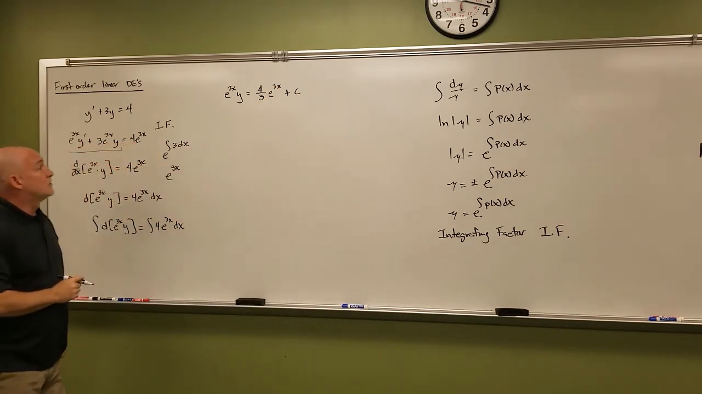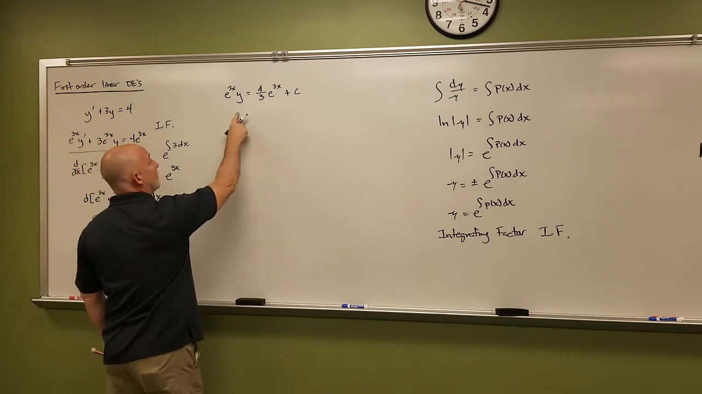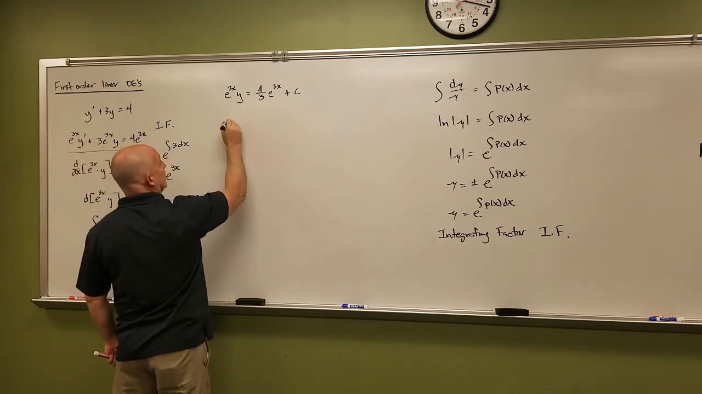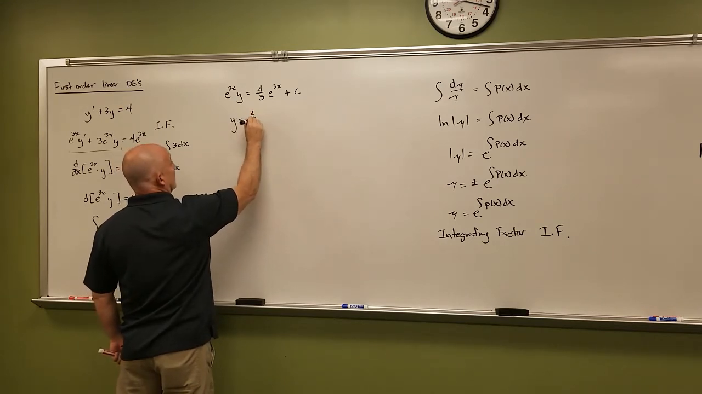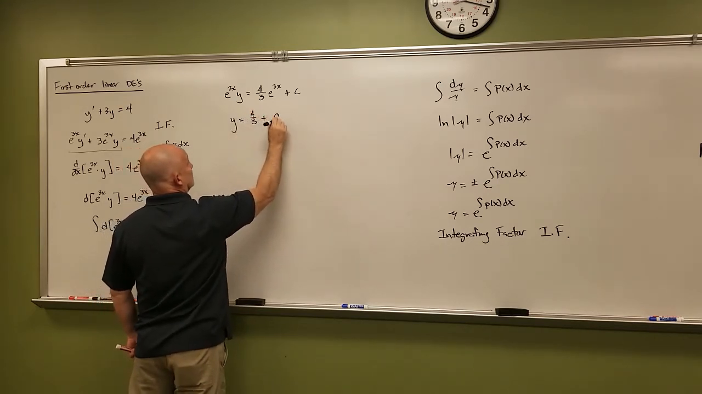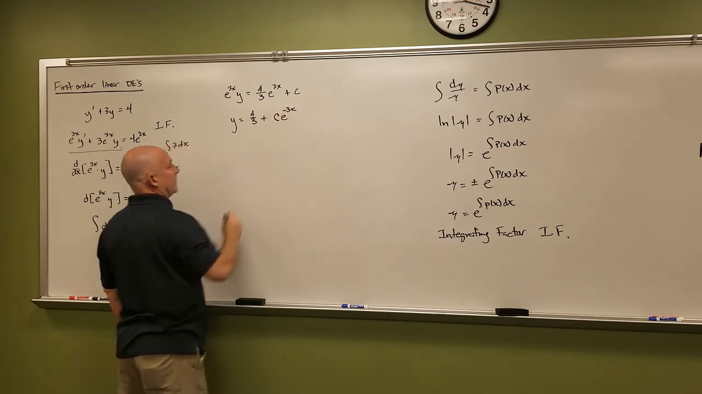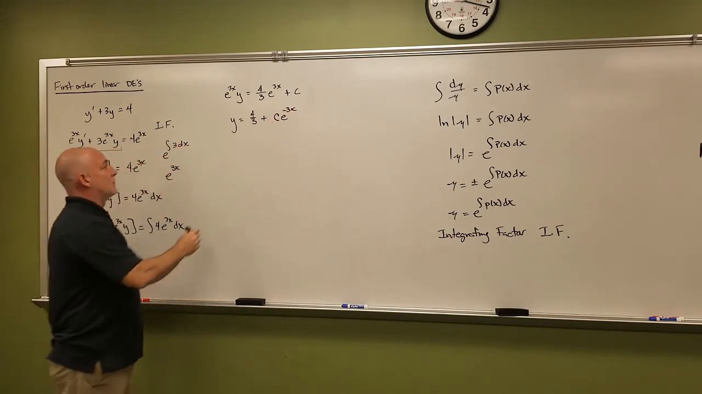All right, so to finish solving for this one would be easy to solve for y. So if I divide through by e to the 3x, again, that's never 0, so I can divide through by it. That's 4/3 plus c e to the negative 3x. And there's our solution.